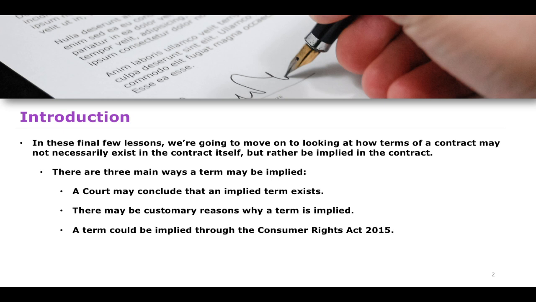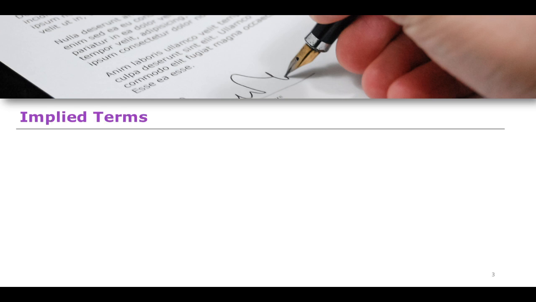You could also find ways in which a term can be implied using the Consumer Rights Act from 2015. Now, we're not going to spend too much time talking about the Consumer Rights Act in this series of lessons. We'll do one lesson on it, just covering the basic provisions. But for the most part, the Consumer Rights Act is going to be limited to a series of lessons that we will do in the future on consumer marketing law and commercial law more generally. Again, though, this is something that's going to be in the works in quite a while, so we won't cover it in too much detail here.